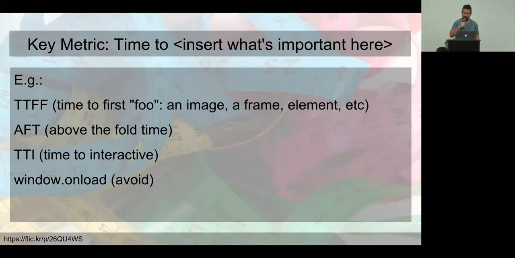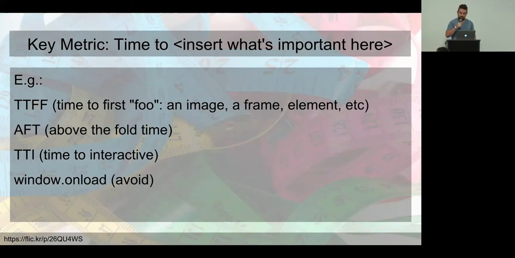The next step is to pick your key metric. It can be more than one, not necessarily one, but finding one is the hardest part. This is very different from product to product, and they sometimes have different meanings. I put here time to first foo. Foo can be anything, like the first image I display, which is important to my users, or a frame, or an element. If I'm not wrong, Twitter had the time to first tweet, which is the most important part for users to look at.